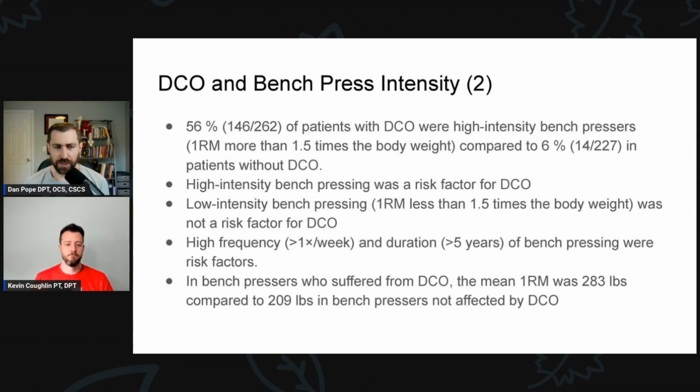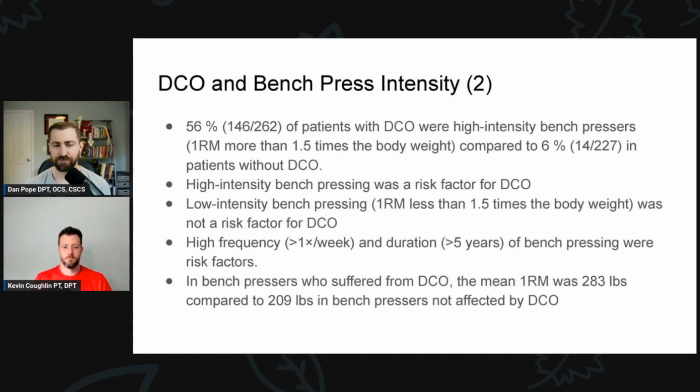So we just said this, but in this study, they found that high intensity bench pressing was a risk factor for DCO. Low intensity bench pressing, which they defined as 1 rep max less than 1.5 times body weight, was not a risk factor for DCO. So if you weigh 200 pounds, you're a svelte male, and you bench press less than 300, you're not quite as at risk. And that's a decent amount less, 6% versus 56.